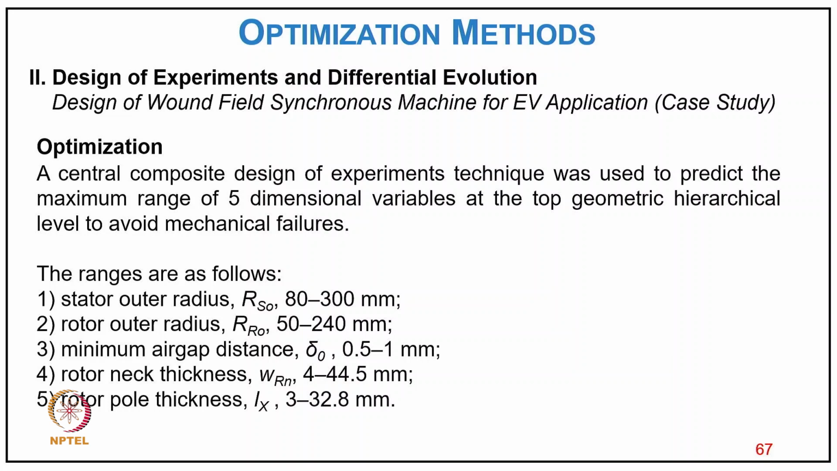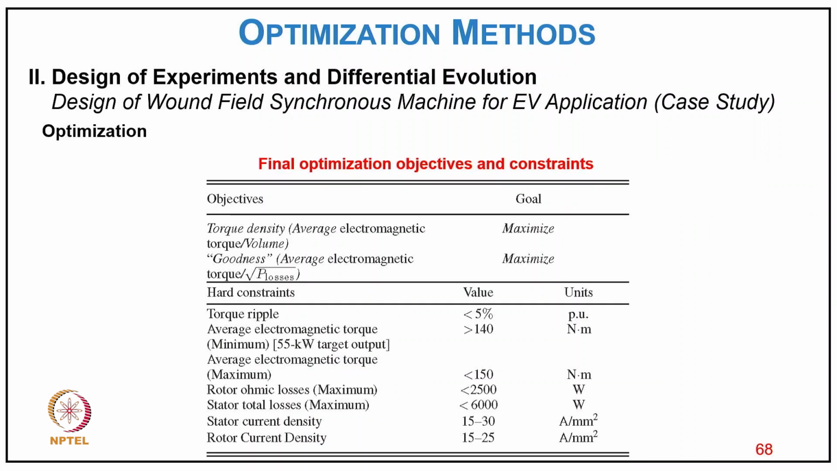So coming to optimization, a central composite design of experiment technique was taken to predict the maximum range of 5 dimensional variables at the top hierarchical level to avoid mechanical failure. So ranges are like stator outer radius from 80 to 300 millimeter, rotor outer radius 52 to 40 millimeter, minimum air gap distance 0.5 to 1 millimeter, rotor neck thickness 4 to 44 millimeter, and rotor pole thickness 3 to 32.8 millimeter. And this is typically how the final objective and design are there.